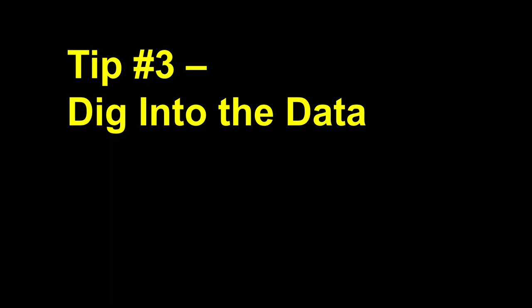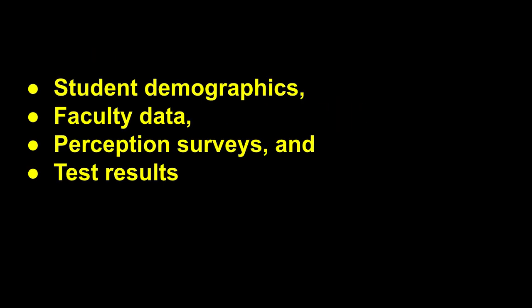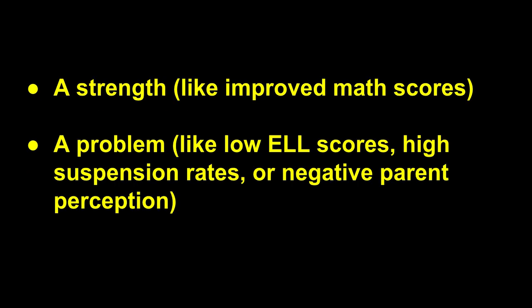Tip number 3, dig into the data. Now comes the fun detective work. Check the student demographics, faculty data, perception surveys, and test results. Here's what you're hunting for. A strength like improved math scores. A problem like low English learner test scores, high suspension rates, or negative parent perception. Boom! You now have your second set of strengths and issues.